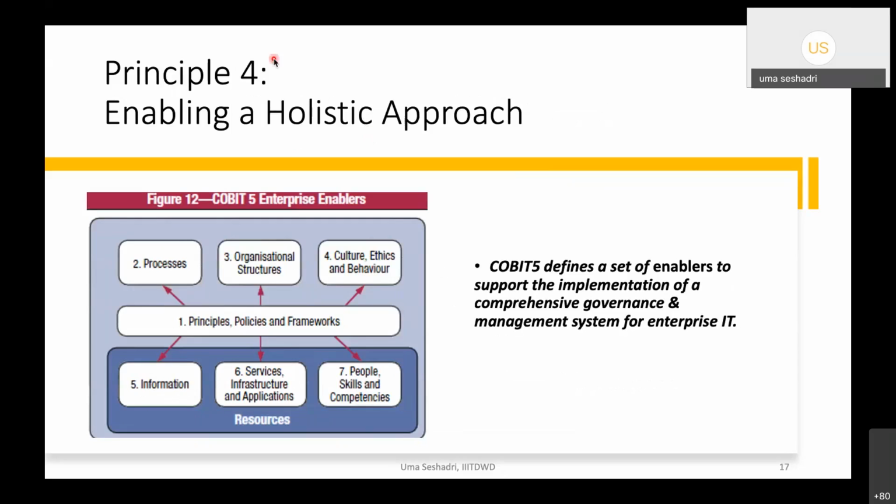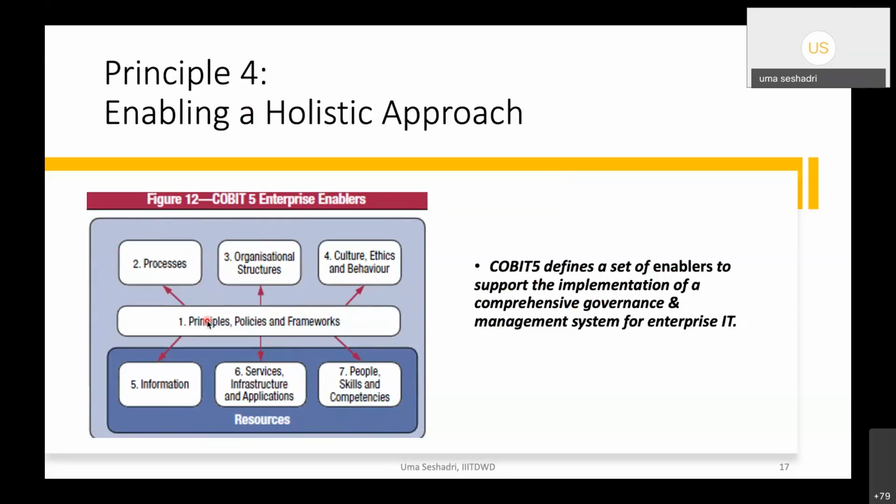So the fourth one is, it is a holistic approach. It defines a set of enablers to support the implementation of a comprehensive governance and management system. This is very important. So you can always look at what are those enablers from the best practices defined in COBIT, and accordingly you can customize those enablers at your organization. So you can have processes. How do you look at those enablers?